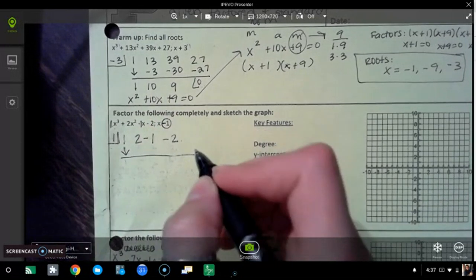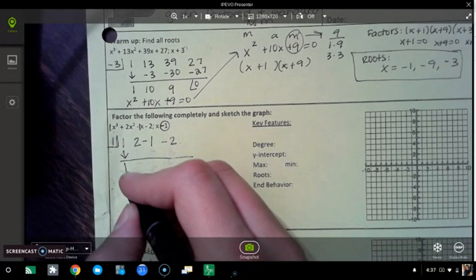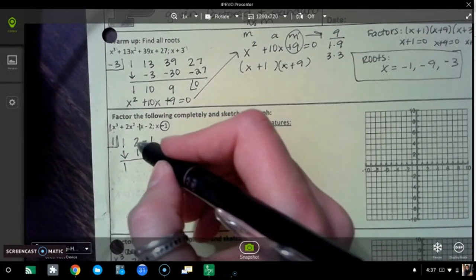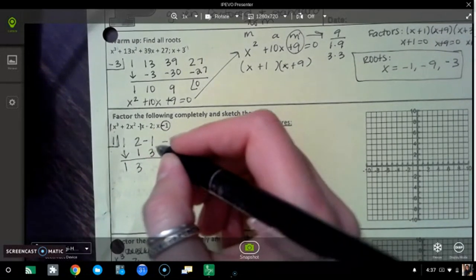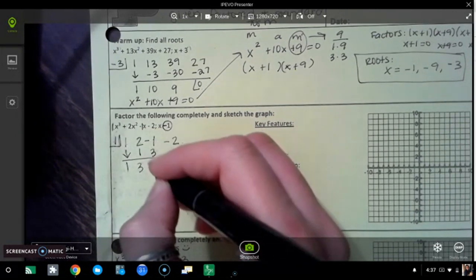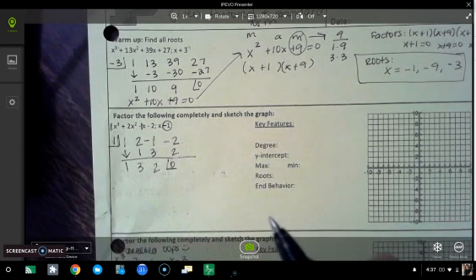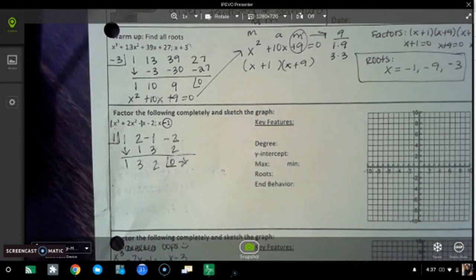Pull my 1 down. 1 times 1 gives me 1. Add down now, 2 plus 1 gives me 3. 1 times 3 gives me 3. Add down, -1 plus 3 gives me 2. 1 times 2 gives me 2. Add those down. -2 plus 2 gives me 0. Beautiful, that's what we wanted to see.